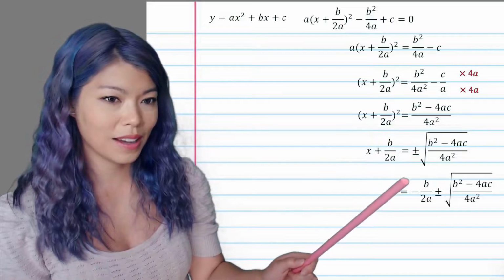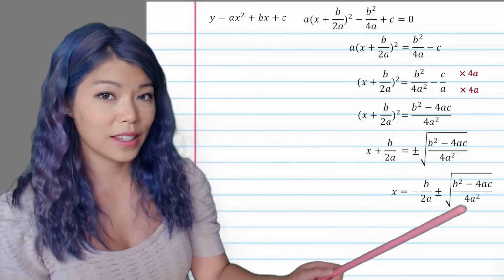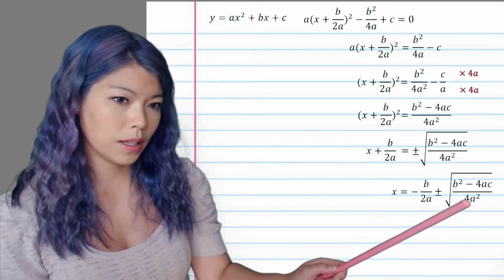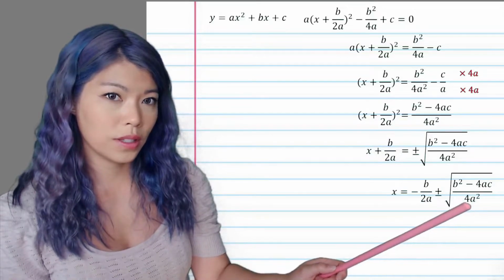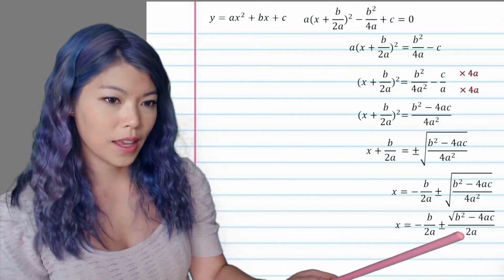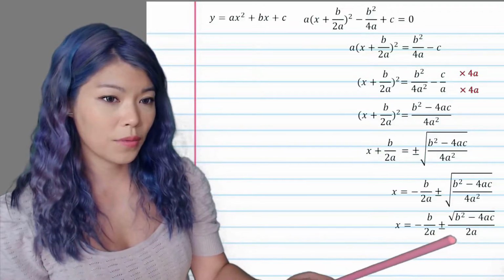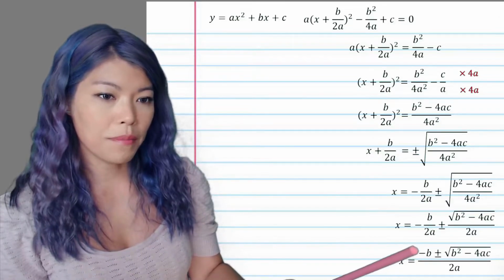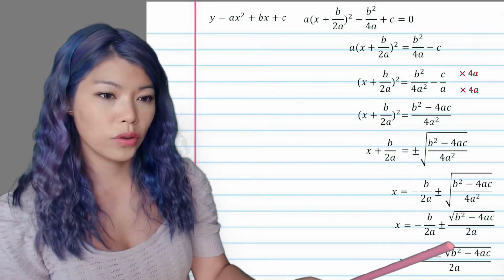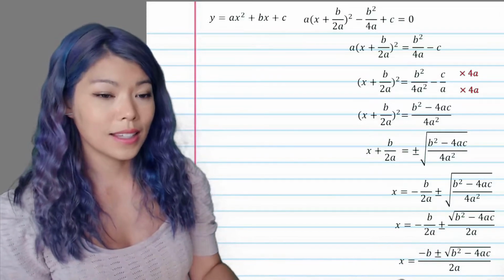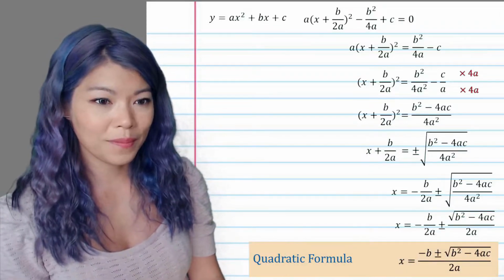So let's do that. Minus b over 2a. Still looking very messy, but we notice that we can square root the bottom separately. So if square root of 4 is 2, square root of a squared is just a, so we can write that out. And now that the denominator is the same, we can combine this as a single fraction. So we have minus b plus or minus square root of b squared minus 4ac over 2a. This is the quadratic formula.